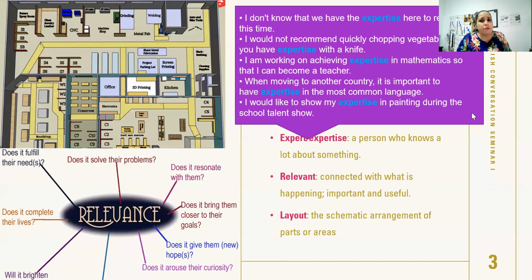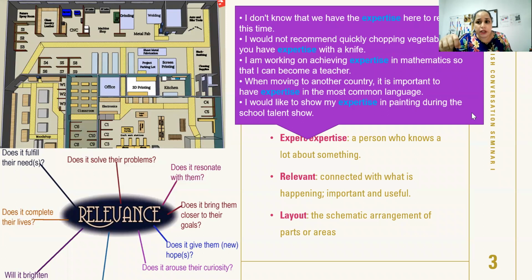Another example: "I am working on achieving expertise in mathematics so that I can become a teacher." You want to be a professor, you want to be a teacher, you want to go and work in science, explaining to other people, you need to have expertise. You need to be an expert.